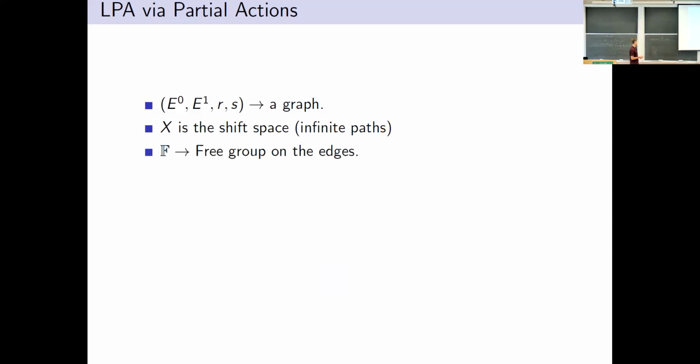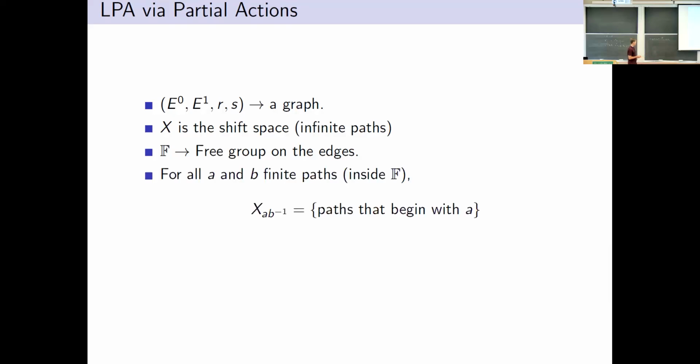So we start with X, the shift space. Then we look at the group generated by the edges, the free group on the edges. The idea for a partial action is that your group is not going to act on the whole space, but on subsets of the space. First, we look at elements of the free group of the form AB minus 1, where the range of A is equal to the range of B. So I have a path A and a path B. I look at the subsets X of AB minus 1, which is just all the paths that start with A. Then I get a map from X of AB minus 1 to X of BA minus 1, which is basically: if the path starts with A, I erase this A and put the B in front.